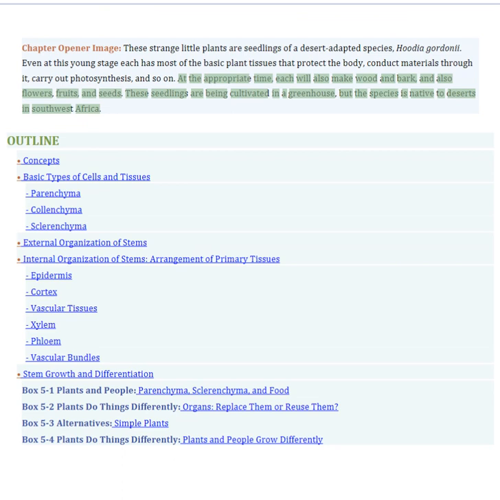These seedlings are being cultivated in a greenhouse, but the species is native to deserts in southwest Africa.